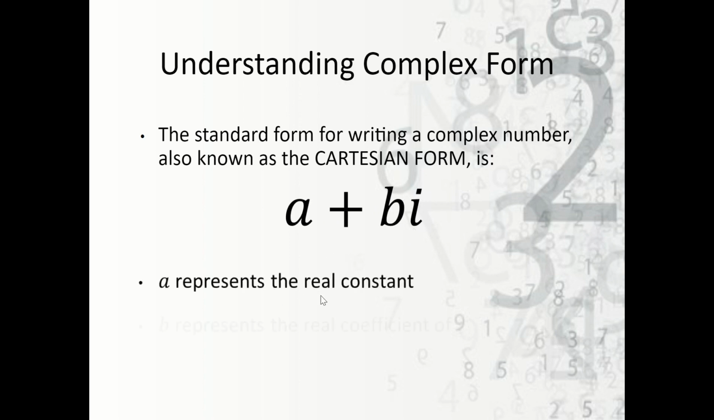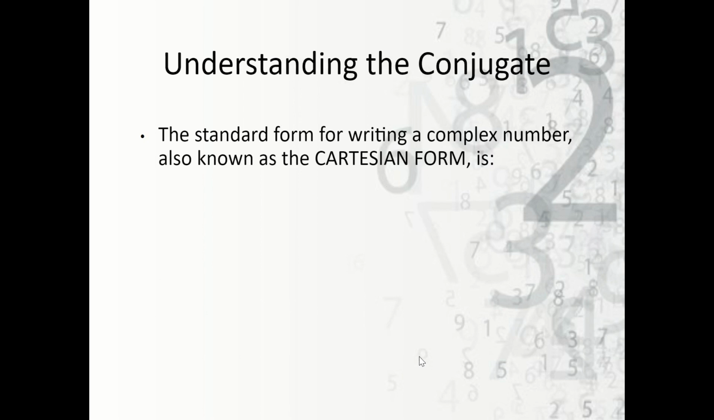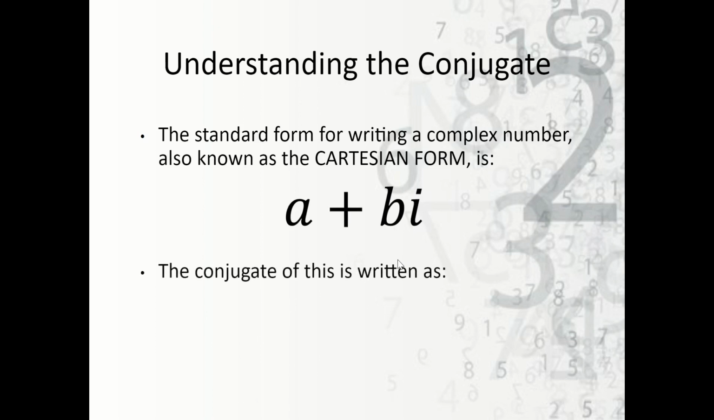a represents a real constant, b represents the real coefficient of i, and i represents the square root of -1. Now, from that, we can find a conjugate. Remember, the Cartesian form is a plus bi. The conjugate is always going to be the opposite sign of the bi part. So a plus bi has the conjugate a minus bi. If this was already negative, then it would become plus bi. So we always do the opposite.